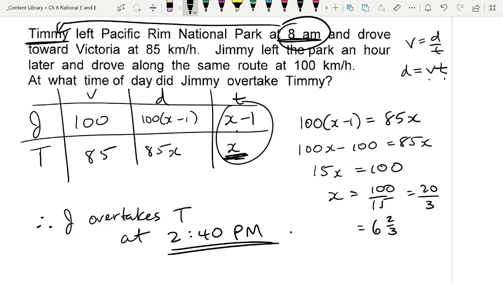So instead of doing this one as an x plus 1, which would have solved the equation, but then I would have had to remember to take 1 hour away for the clock time. But I didn't have to do that since I made this one the x.